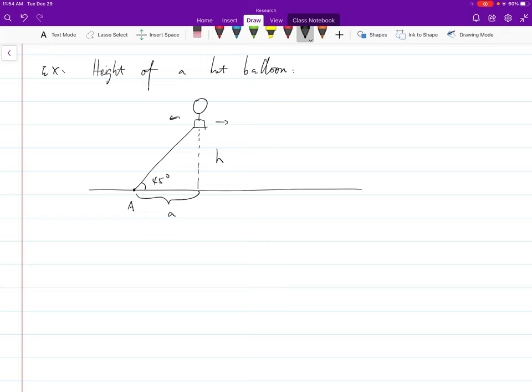Moreover, this balloon may be floating to the right or to the left. It's moving. So it's really hard for you to track and measure at the same time. So this is actually very difficult. That means a right triangle is impossible. Then, how about we do this?